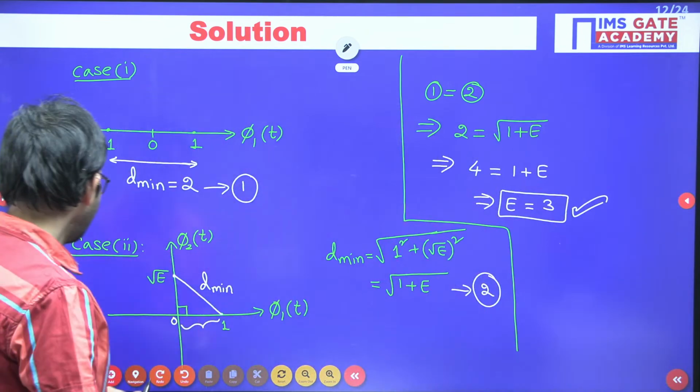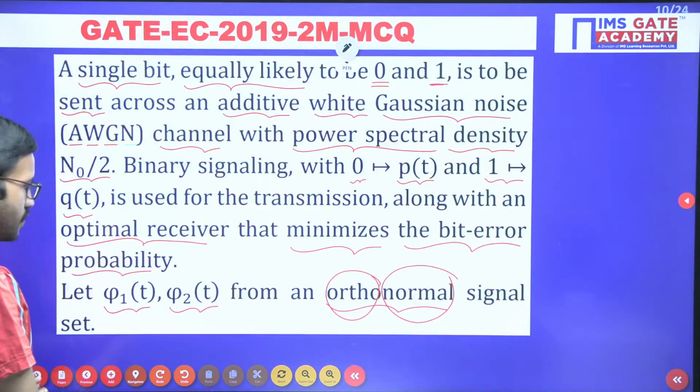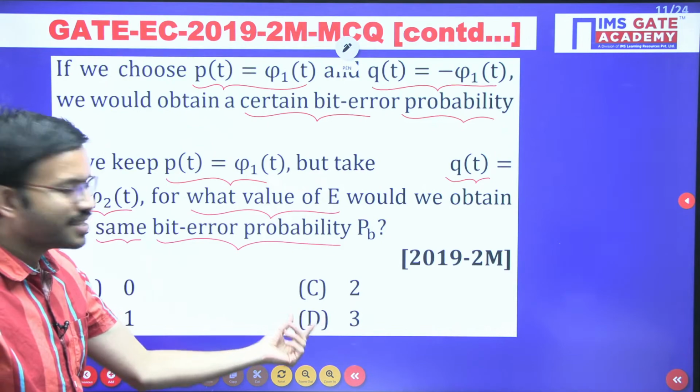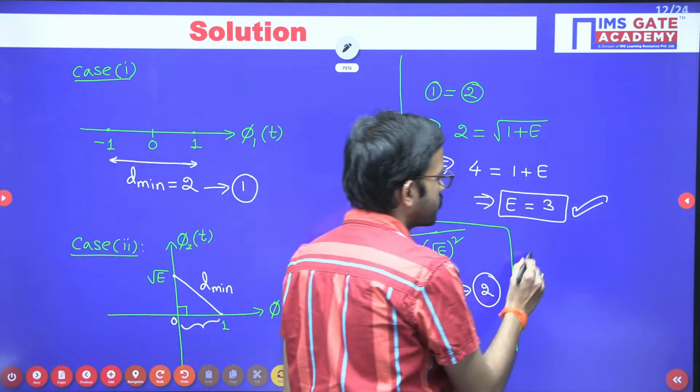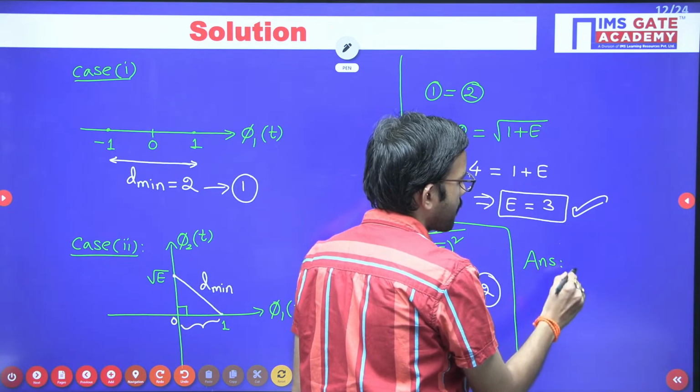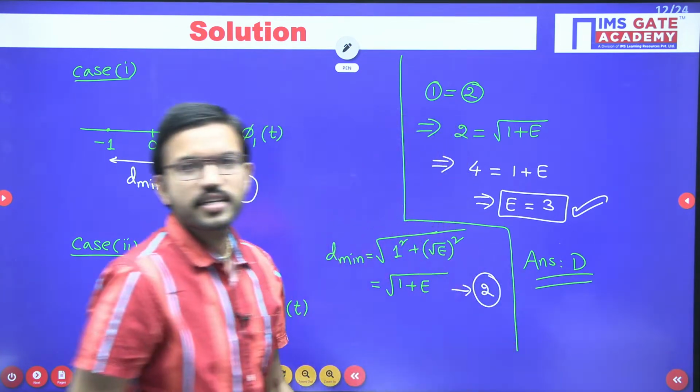So for this question, if you look at the choices, you are having 3 in the option D. So that means option D is the correct answer. Option D is the correct answer.